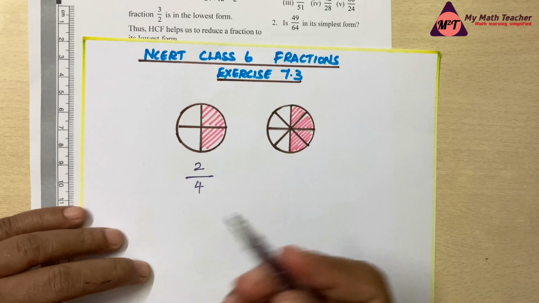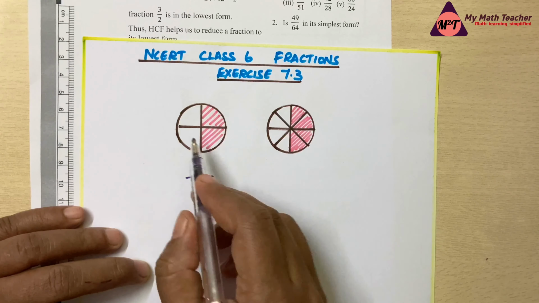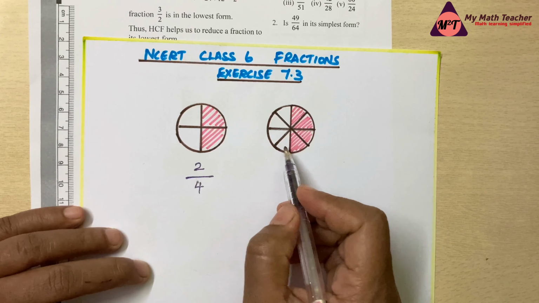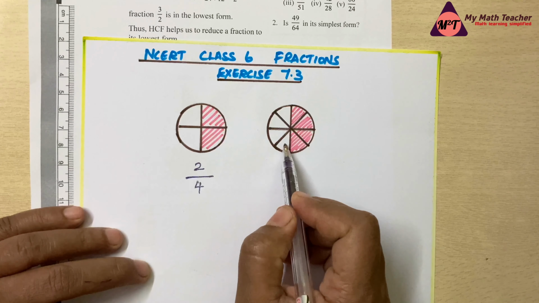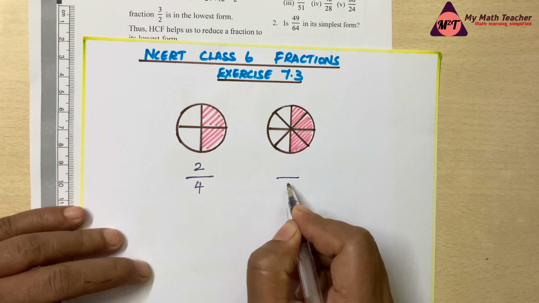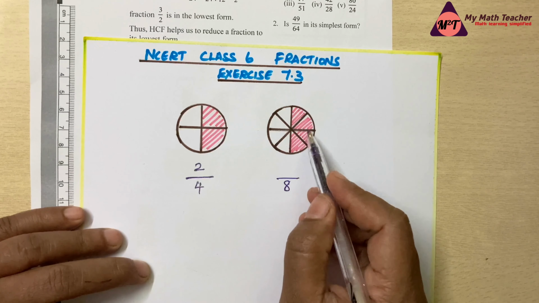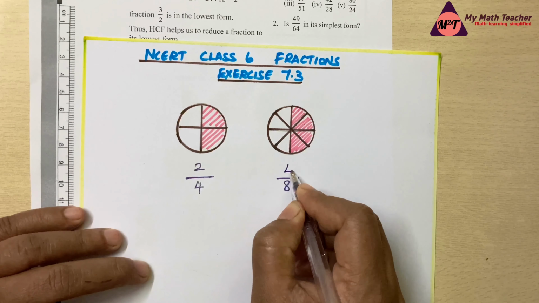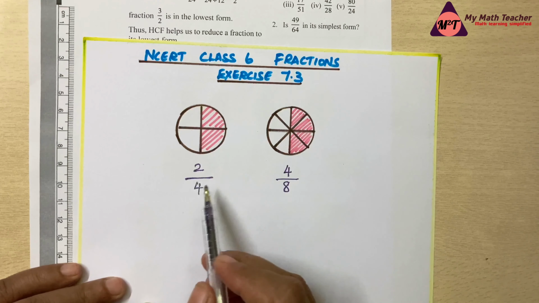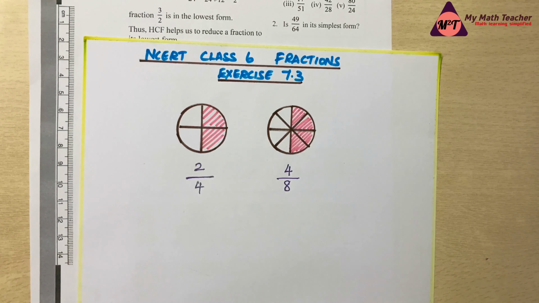Now the right side, again the same whole. The same whole is divided into 8 equal parts. 1, 2, 3, 4, 5, 6, 7, 8. 8 equal parts, out of which 4 are shaded here. So now let us write 4 here. As you can see, different numerator and different denominator. Now I am going to simplify this too.